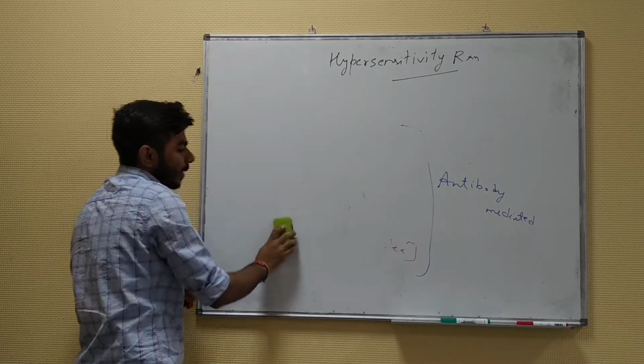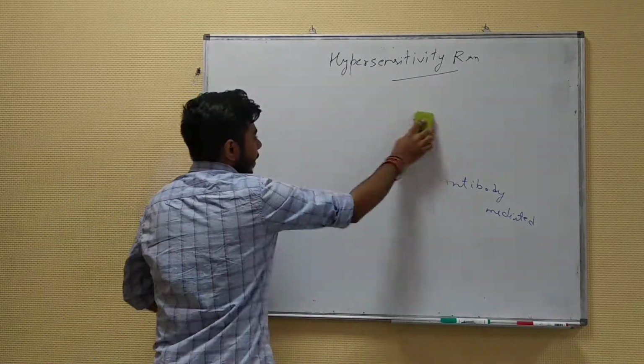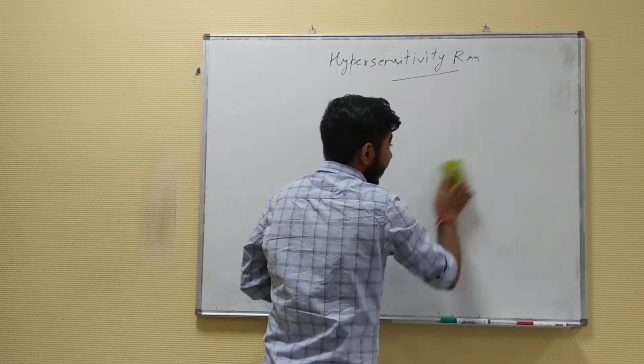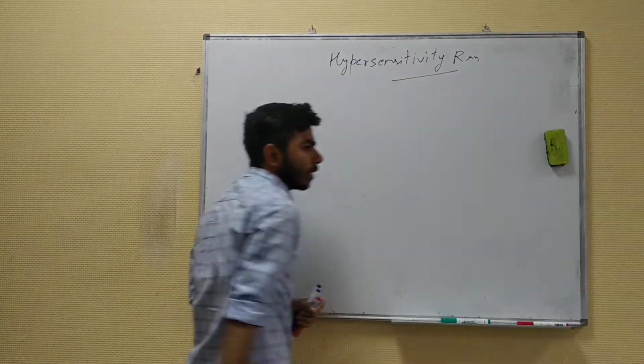So let's talk about the mechanism, the pathophysiology behind type 1 hypersensitivity, how the person may get type 1 hypersensitivity. Then we will be talking about the signs and symptoms for such patients, how you can identify patients who are having type 1 hypersensitivity, and which kind of immunoglobulin is responsible for causing type 1 hypersensitivity. So let's begin with type 1.